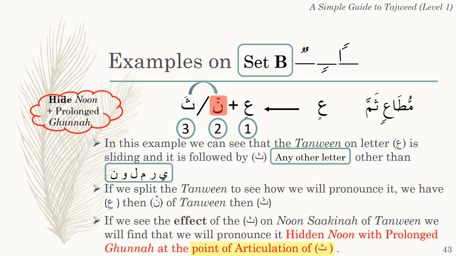This means pronounce Ain with Kasra. Then pronounce Ghunna after you prepare your mouth for the coming letter, which is letter Tha. Then pronounce Tha with Fatha.